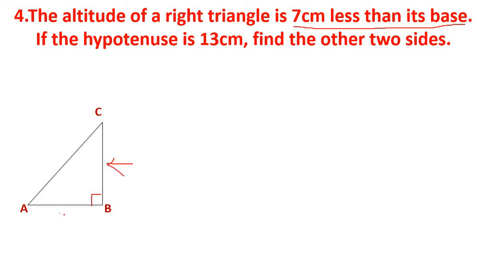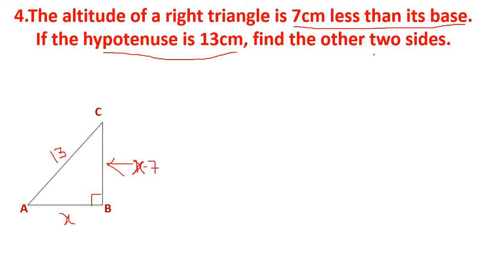Let us take the base as x centimeters. Now the altitude becomes x minus 7. Then the hypotenuse is given. The hypotenuse is 13 cm. So we can write AC is the hypotenuse, and this is 13 cm.